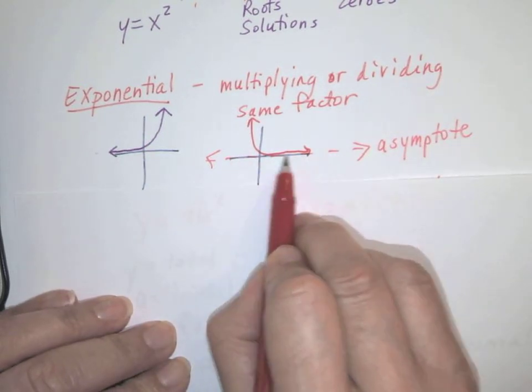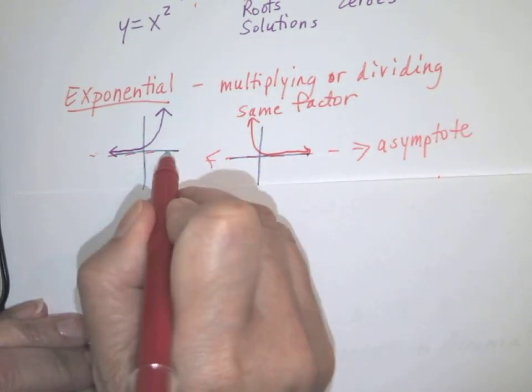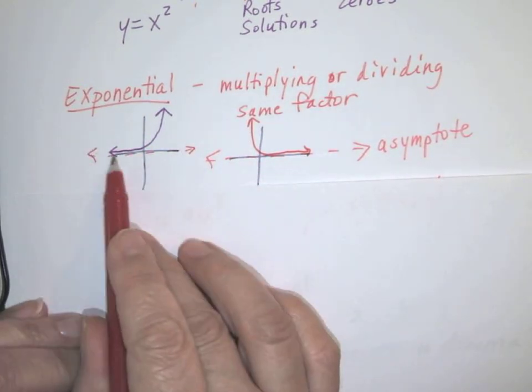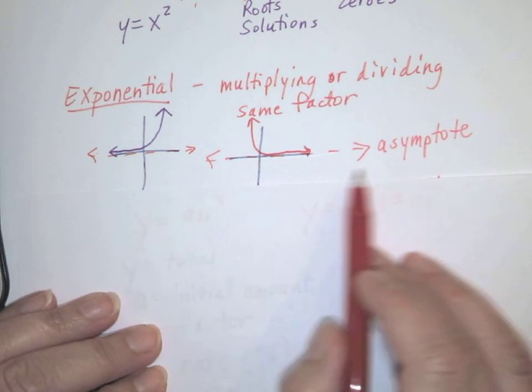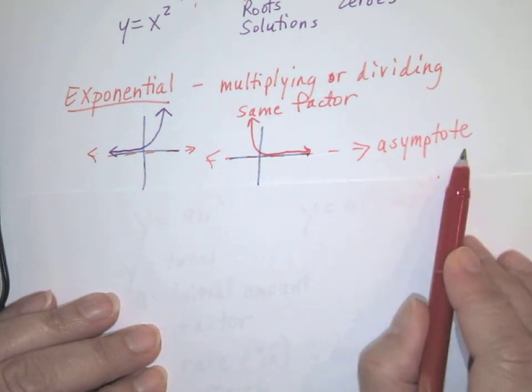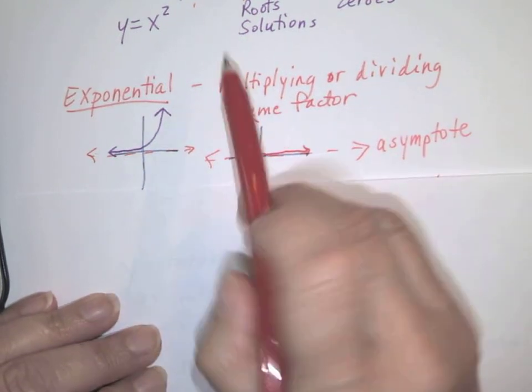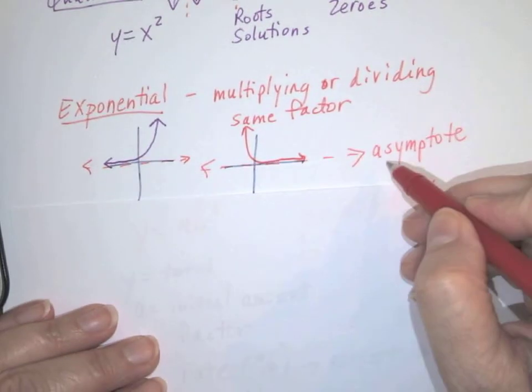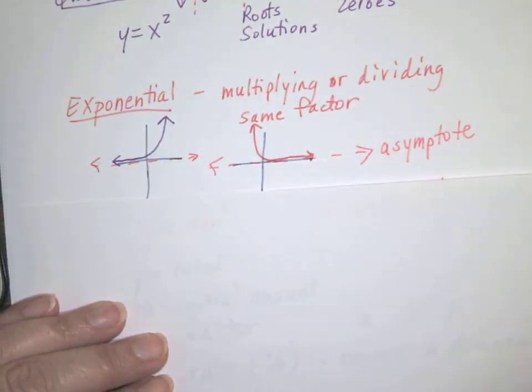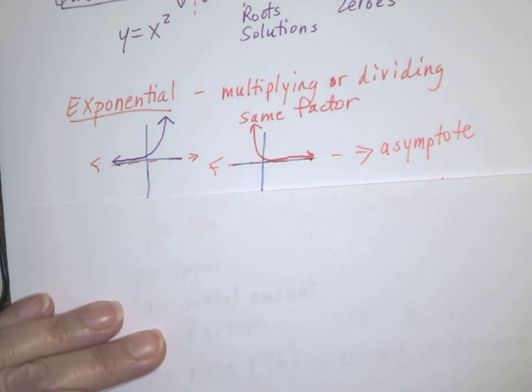This line right here that it never crosses, in Algebra 1, is usually the x-axis, but it's not always. But it's called an asymptote. It's like your axis of symmetry on your quadratics, but it's an invisible line that this graph never touches, never crosses. So that's just a quick introduction to the differences between these two functions.